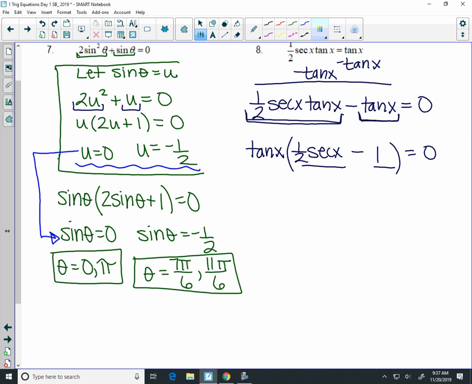And now we have two things that we can set equal to 0. We can set our tangent of x equal to 0. And we can set our thing in the parentheses equal to 0, 1/2 secant of x minus 1. Just like over here, you could set u equal to 0 and your 2u plus 1 equal to 0.